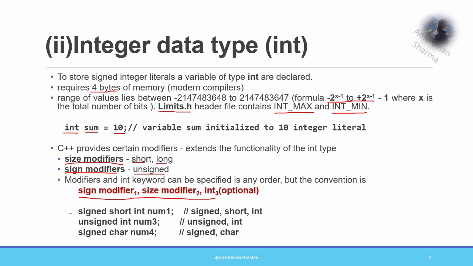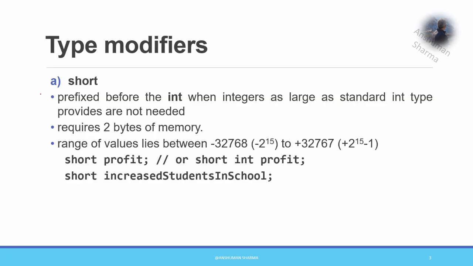So for example, signed short int num1. So num1 is a variable of type signed short int. So here again you can see unsigned int num3. Num3 is the name of the variable which is of this data type. Modifiers that can be used are short, prefixed before int, and in that case we have 2 bytes of memory if you are declaring a variable to be of short int type, and its range is, because 2 bytes, 8 bits each, 2 into 8 is 16, minus 2 raised to power 15 to 2 raised to power 15 minus 1. And a variable of short int type can be written as short int or simply short followed by the name of the variable.